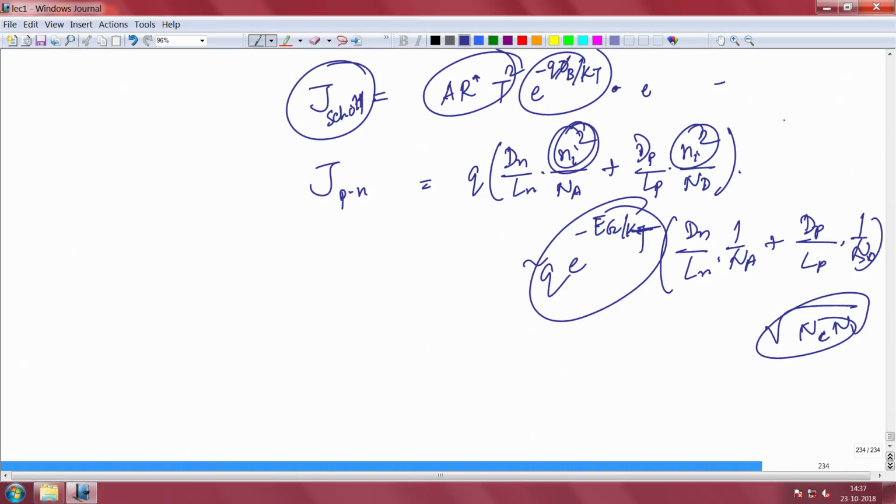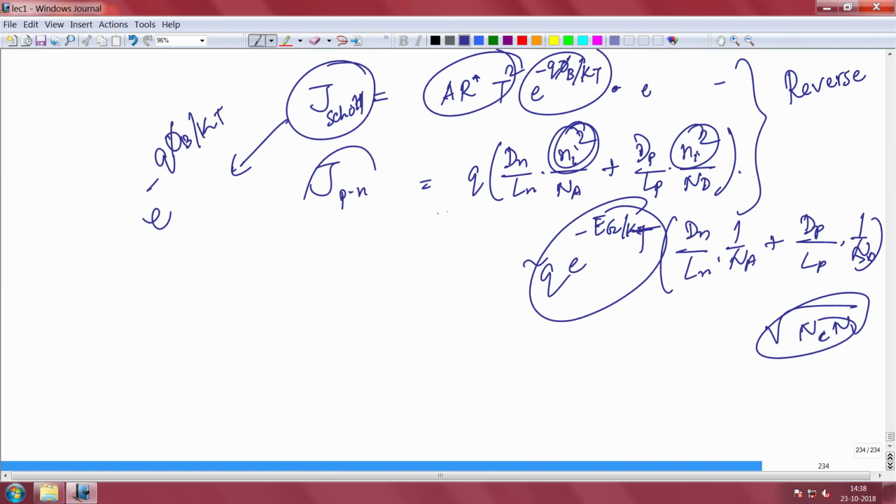This is the reverse current in both the Schottky barrier junction and the PN junction. You see, in the Schottky barrier junction the reverse current depends exponentially as minus q phi b by kT. So the more the Schottky barrier height, the lower is the leakage. In a PN junction the reverse leakage depends as exponential of minus Eg by kT.